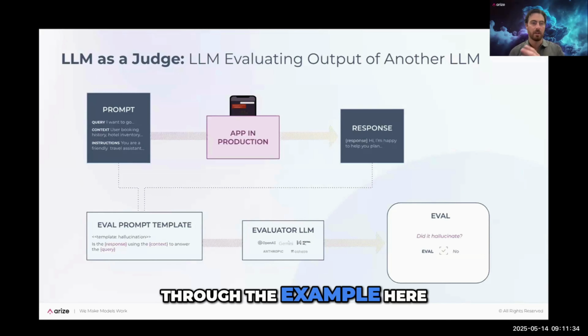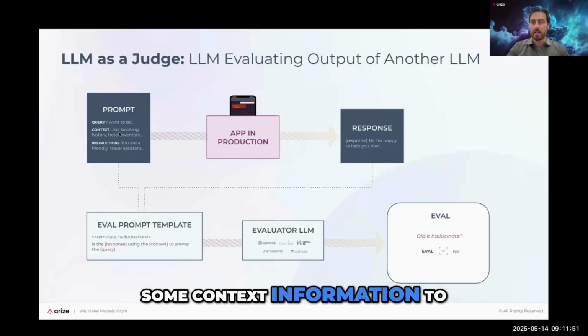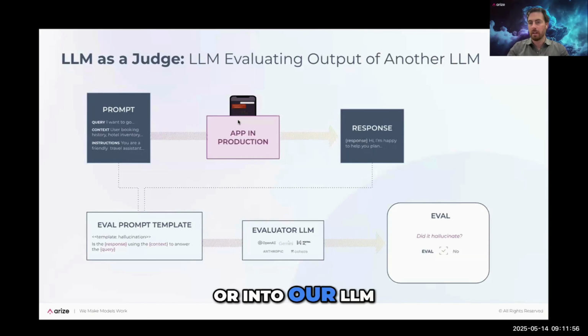Just to walk through the example here, it is showing a hallucination eval for an LLM system. You can see the app is running here, and we're getting in a query from a user that is then retrieving some context information to help answer that question. It's feeding that whole thing into our LLM, which then comes back with some sort of response. That's a typical RAG pipeline that you might see.